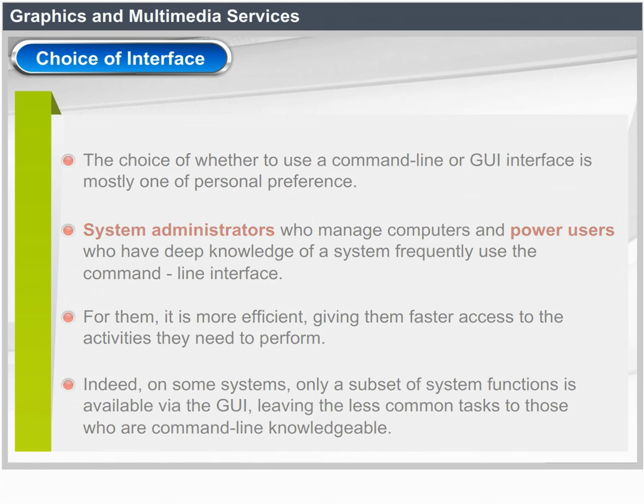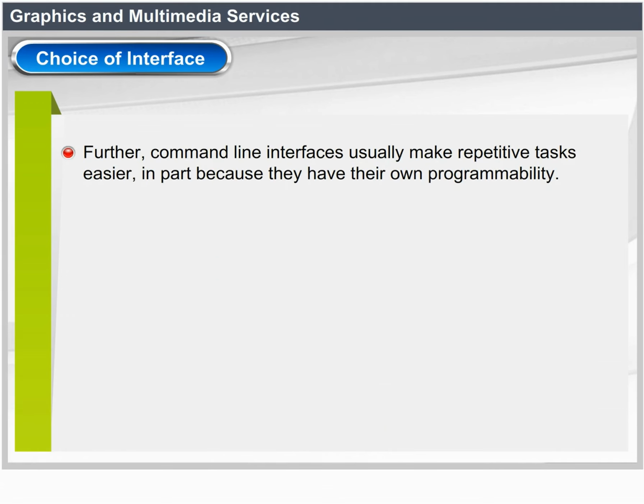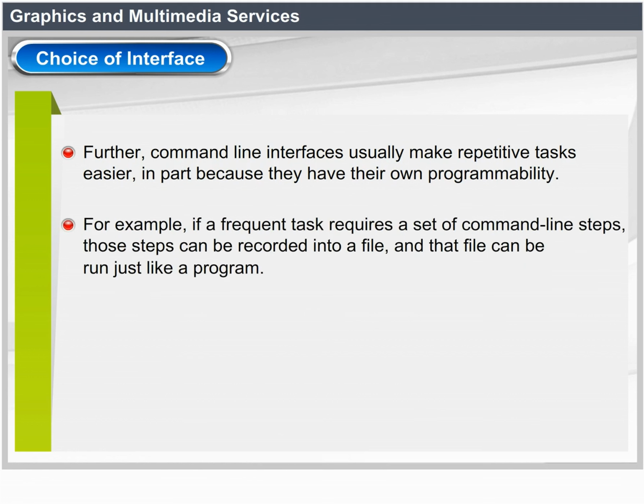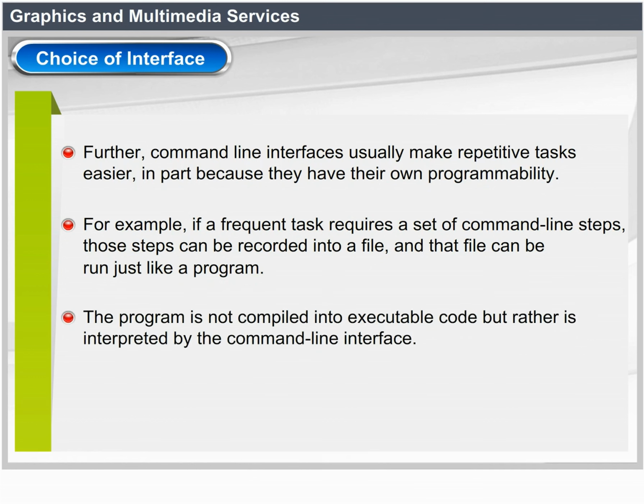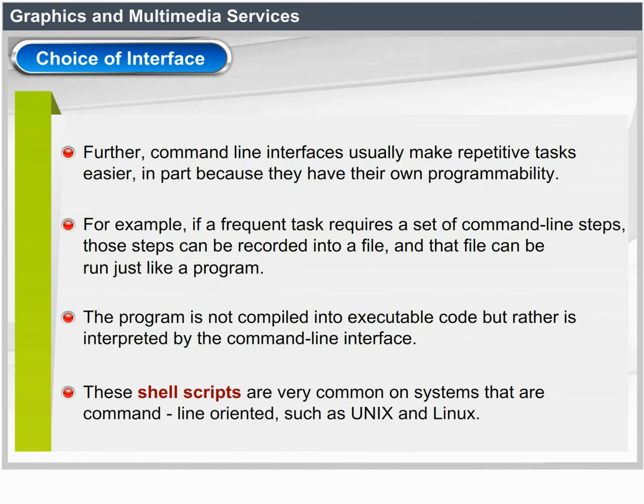Further, command line interfaces usually make repetitive tasks easier, in part because they have their own programmability. For example, if a frequent task requires a set of command line steps, those steps can be recorded into a file and that file can be run just like a program. The program is not compiled into executable code but rather is interpreted by the command line interface. These shell scripts are very common on systems that are command line oriented, such as Unix and Linux.